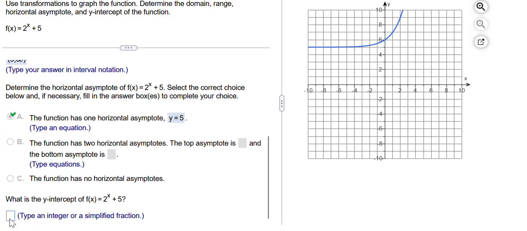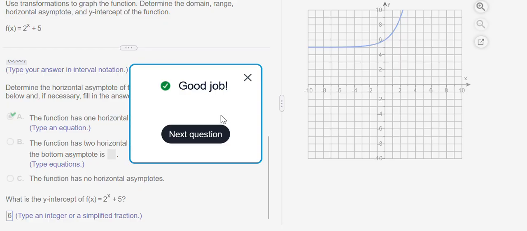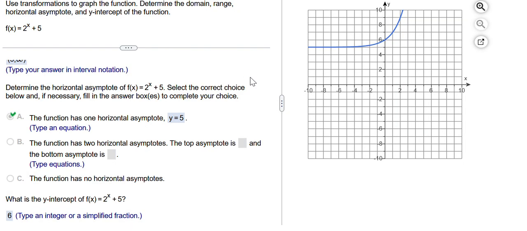And then we need to find the y-intercept. And as we were talking in class, if I am looking for the y-intercept, I am setting x to 0. So basically what I have here is 2 to the 0 power plus 5. Well, what is 2 to the 0 power? Okay, that is 1. So we have 1 plus 5, 6. Okay, and you just type an integer. And if you look at your graph right here, the graph is crossing the y-axis right there at 6. Okay. All right. So that is that question.